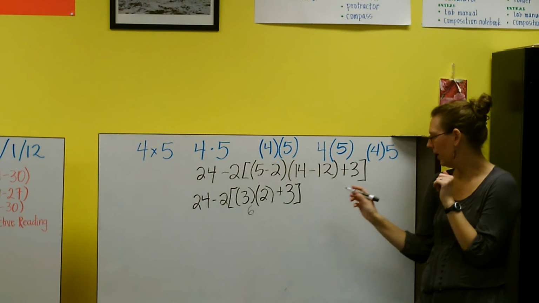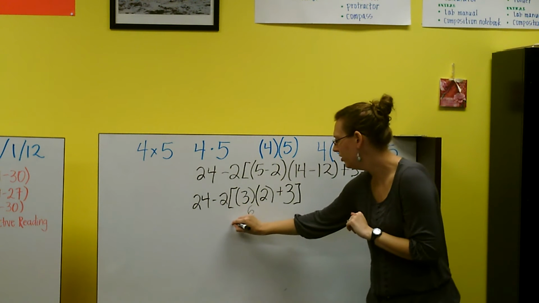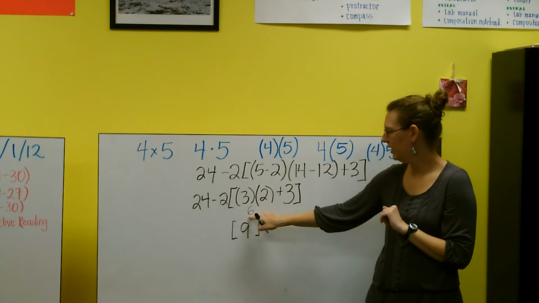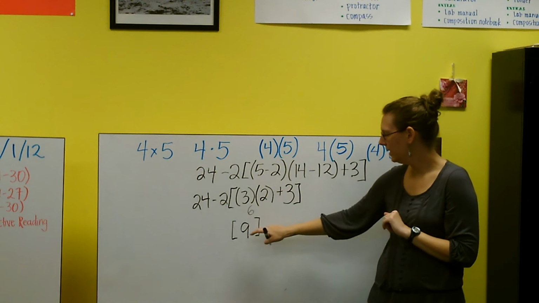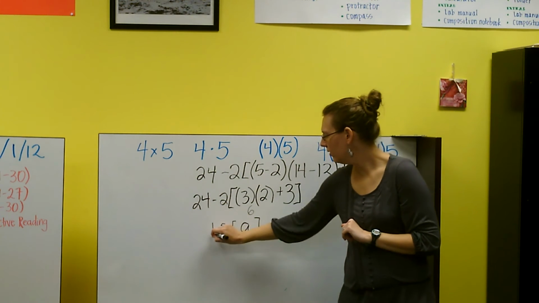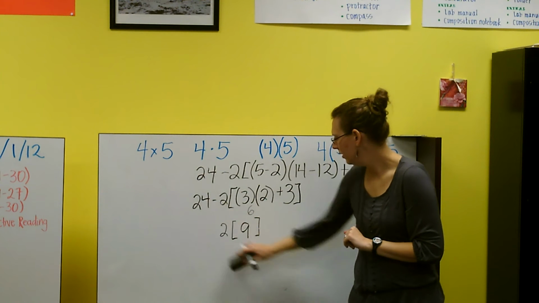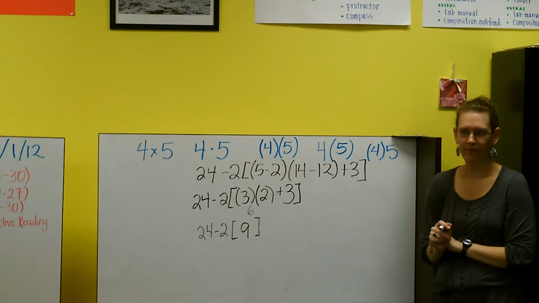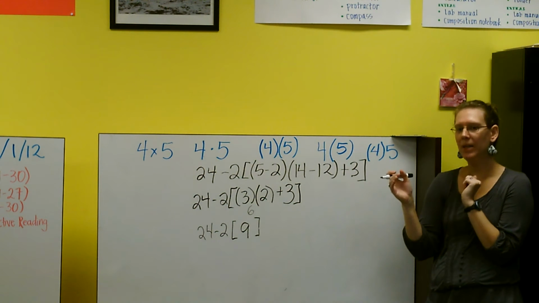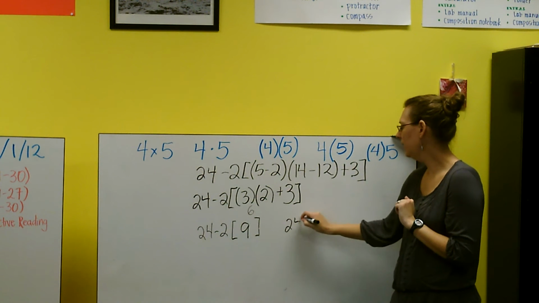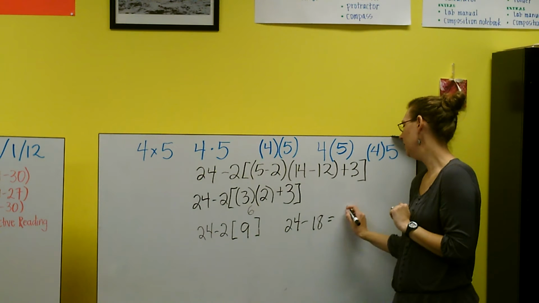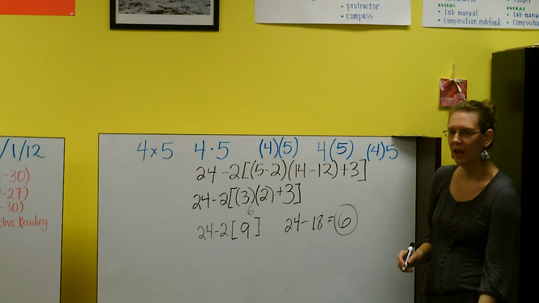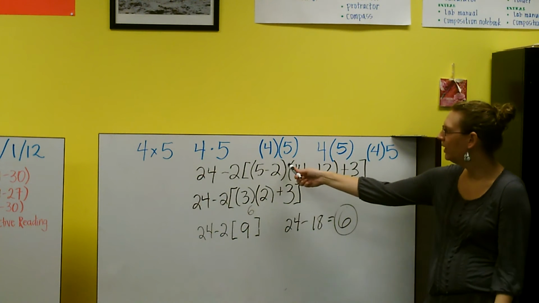What's going to be inside my bracket? Because I rewrote the problem here with brackets. Good. 9 is going to be inside my bracket. She did the 6 plus the 3, so 9 is in the bracket. We've got the 2 on the outside. So 24 minus 2 times 9. 2 next to the bracket means multiply by 9. So 24 minus 18 equals 6. Alright, so that's how brackets work.